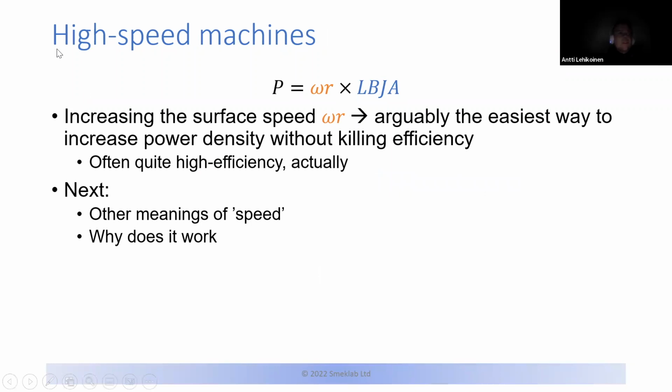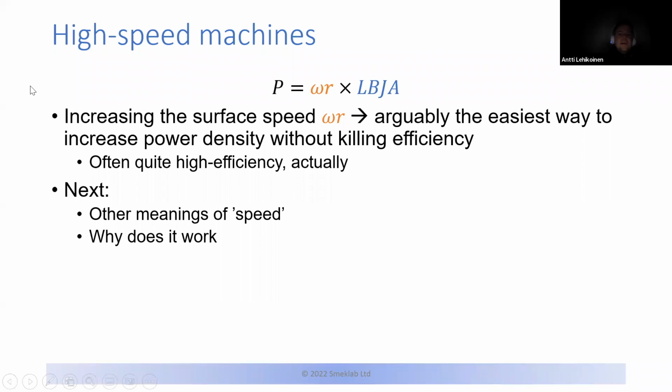So let's look at high-speed machines here, because the first term in this power equation that we saw many times is the surface speed of the rotor. And you increase that, you increase the power of the machine. And I would argue that it's one of the easiest ways, if not the easiest way, to increase the power density of a particular machine without killing the efficiency at the same time, up to a limit, of course.